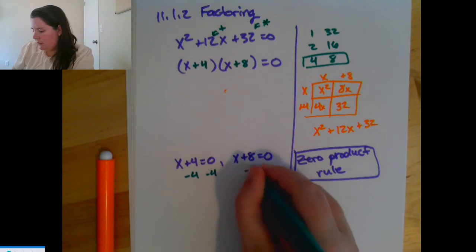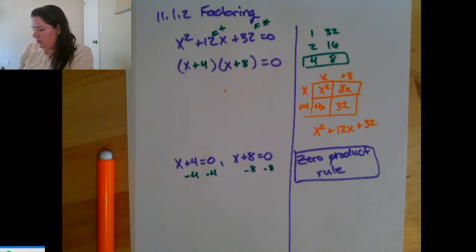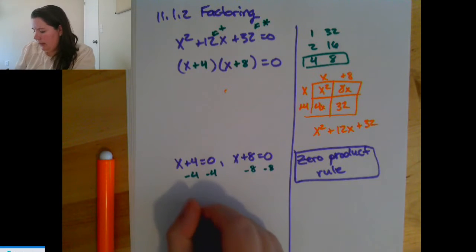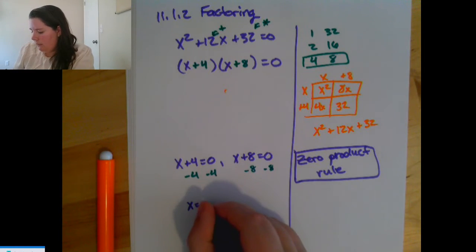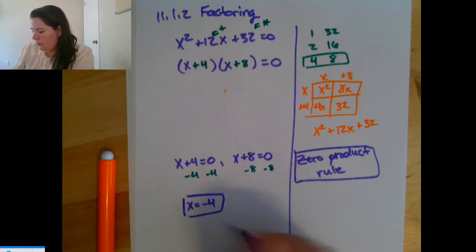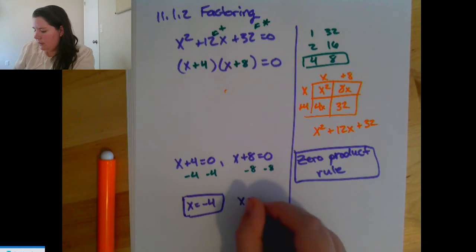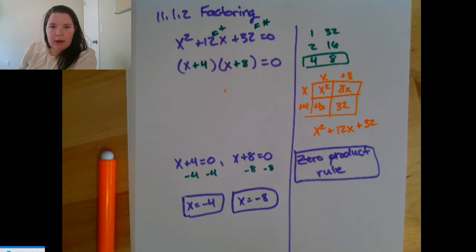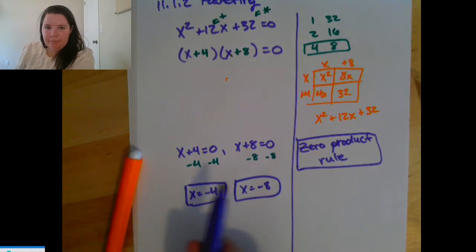Subtract 8 from both sides. And x equals -4. One solution. And x equals -8. Another solution. This is my answer.